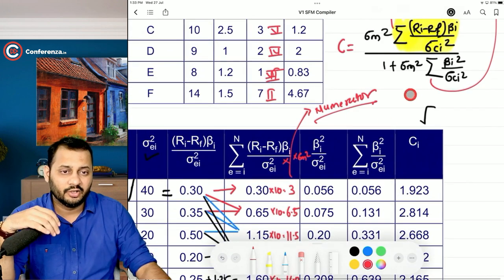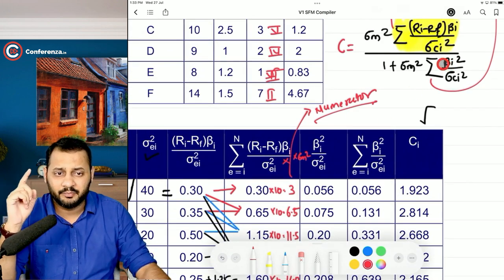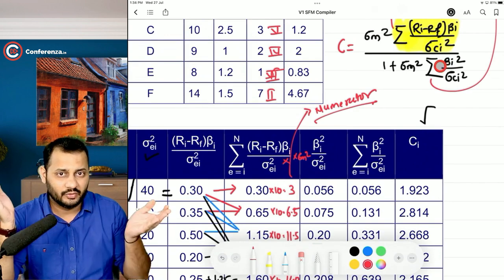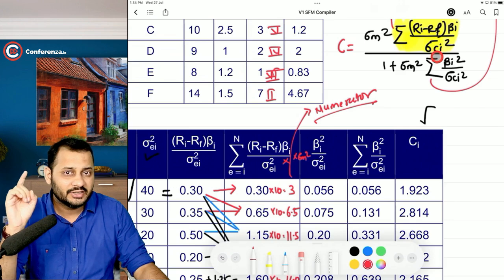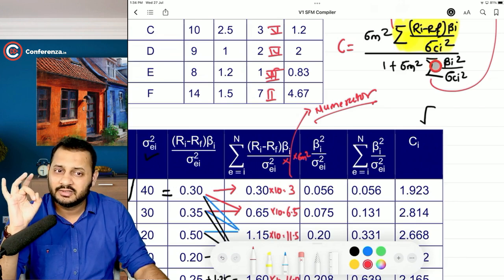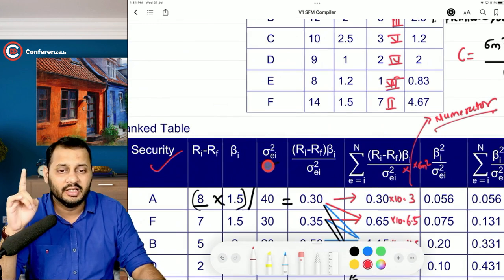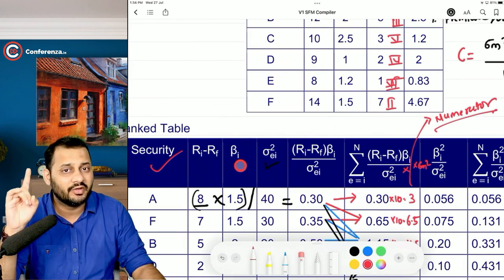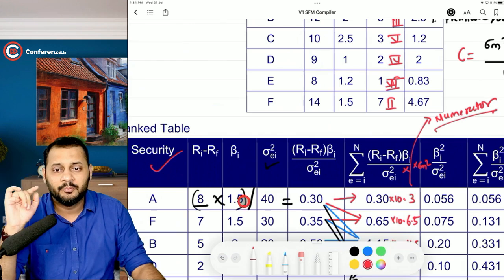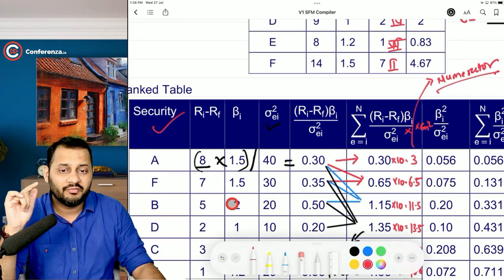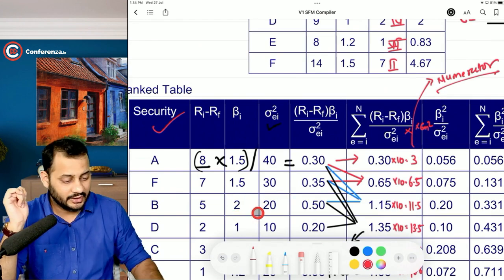Then let's come to the denominator. Denominator is very easy, sir. Beta I square, we are going to go from inside to outside, right? So beta I square divided by unsystematic risk variance. We have the variance of unsystematic risk already, but we will have to do the square of beta. So 1.5 square divided by 40. 1.5 square divided by 30. 2 square divided by 20. Let's do the calculation.